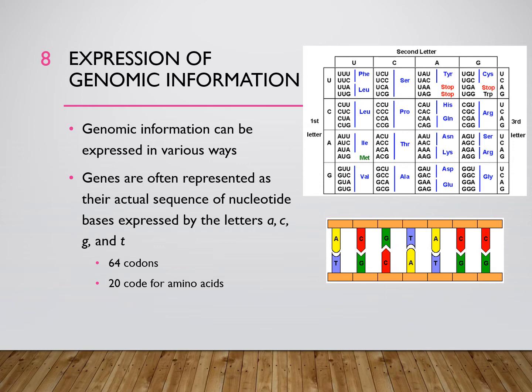Now, if you look at this top chart up here, this is actually a codon chart. So remember, a codon is 3 bases. And there's 64 of them, of possible combinations, and those codons code for 20 amino acids. So on the chart, you'll see the black type is the codons, and the blue type is the amino acid that they will code for.